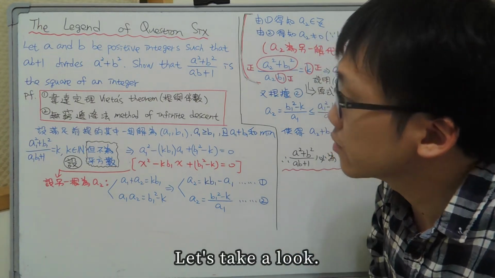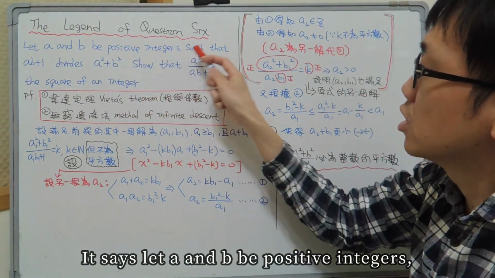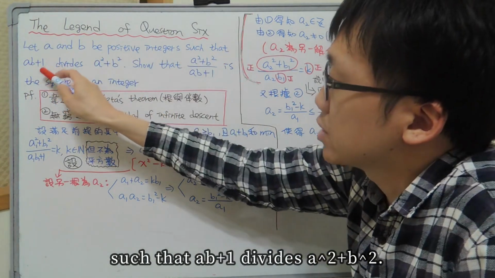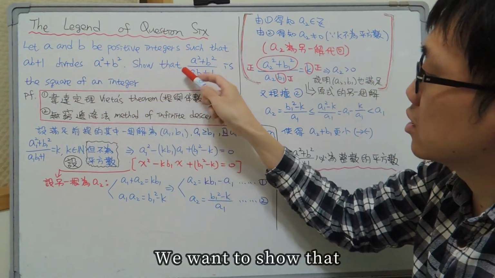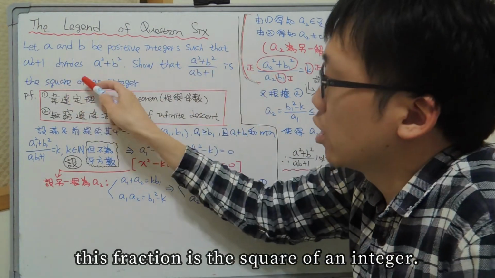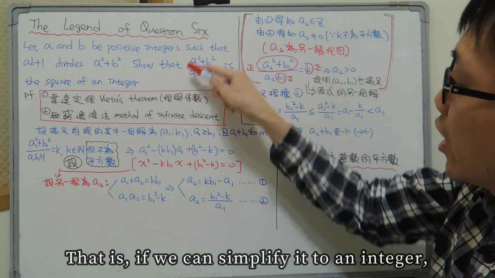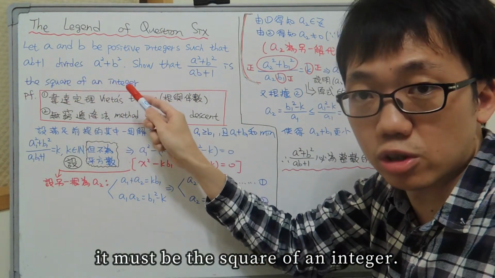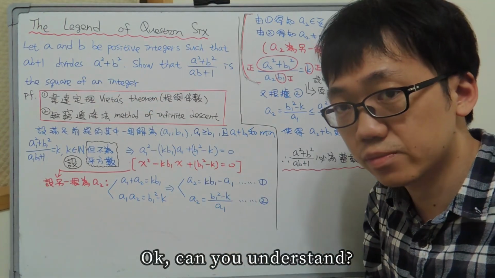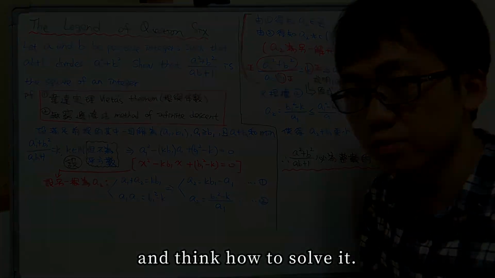Let's take a look. It says let a and b be positive integers, such that a times b plus 1 divides a squared plus b squared. We want to show that this fraction is the square of an integer. That is, if we can simplify it to an integer, it must be the square of an integer. Okay, can you understand? You can pause for a while and think how to solve it.